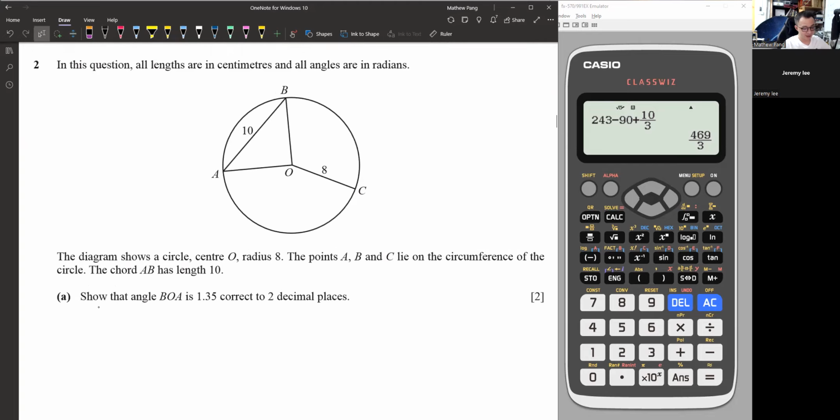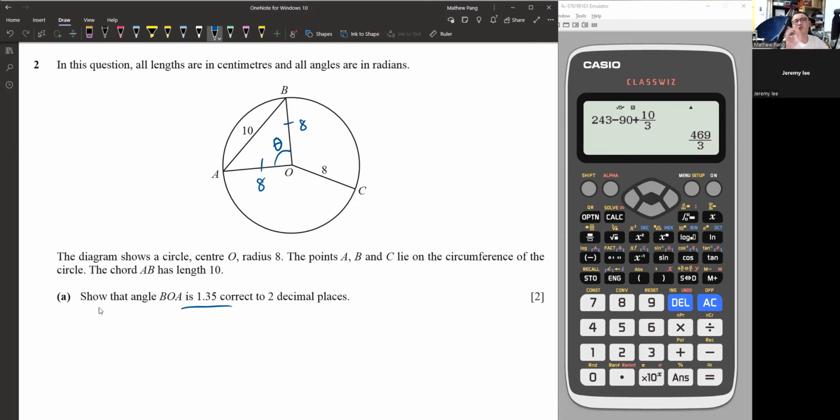Okay. Number 2. We have some circle and a so-called sector and triangle, I guess. Points A and B lie on the circumference of the circle. AB is a chord with a length of 10 centimeters. Calculate the angle BOA. Where is BOA? Which is this angle? Then to make sure this angle is 1.35, since the radius is 8.